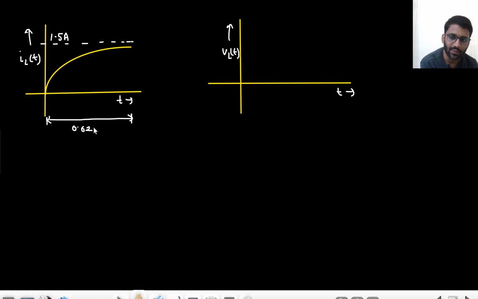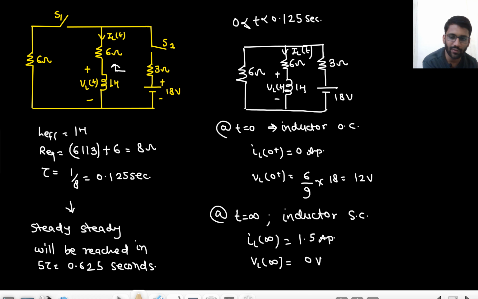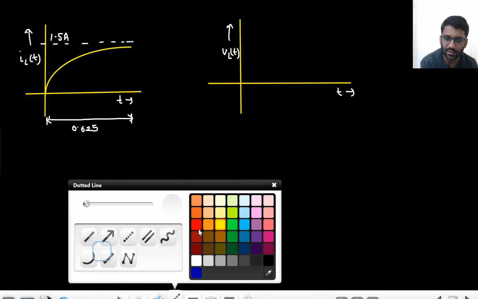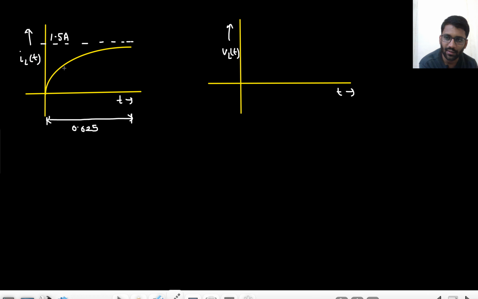So this time window will be nearly 0.625. But at 0.125 we are doing something here only. Let us assume this. So after this it will not follow that waveform. Whatever the current value is there, let's try to find what the value of current will be at 0.125.